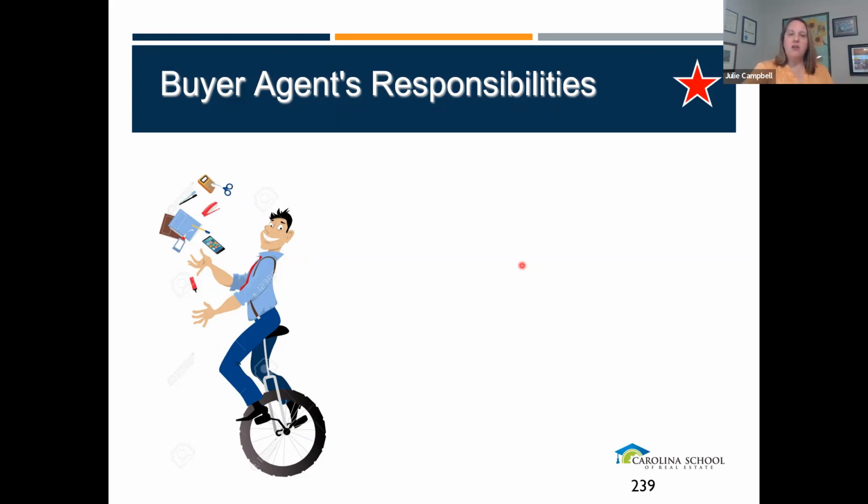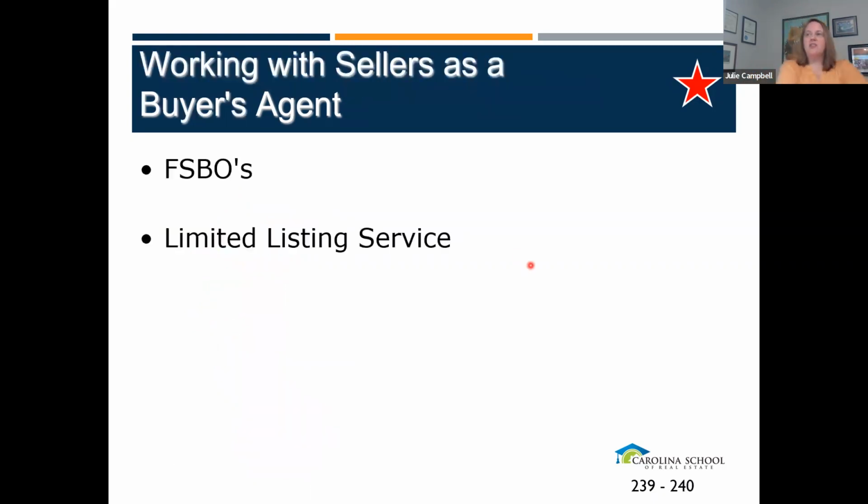Buyer's agents may not just be working with properties listed in the MLS. Buyer's agents may be working with for sale by owners. We talked about asking the FSBO if they're willing to pay me. If they say no, the buyer has to pay me. There's only 2 parties to the transaction. There's only 2 people to pay me. So if the seller's not going to do it, then the buyer has to.